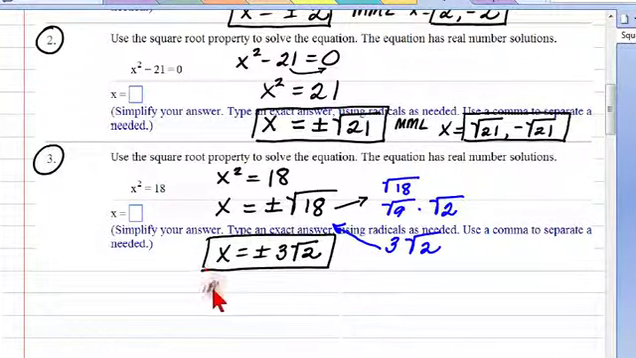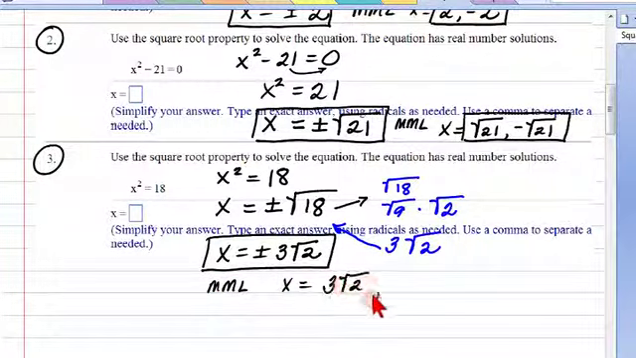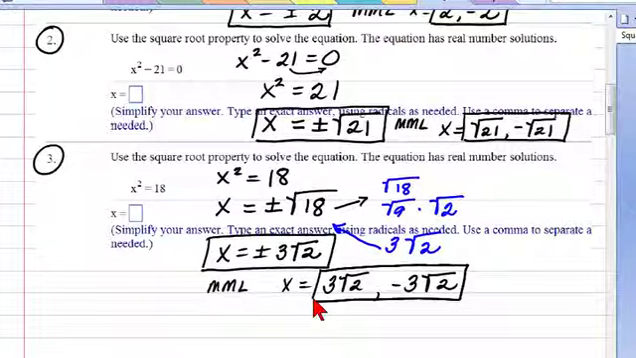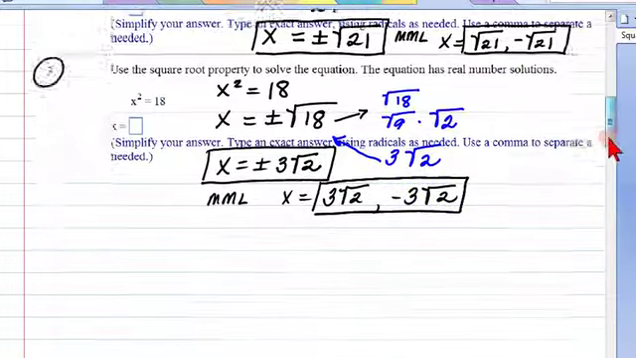Keep in mind that my math lab would want x is equal to 3 times the square root of 2 and negative 3 times the square root of 2, since it doesn't have that combined symbol. Okay, so we're working on the square root property.